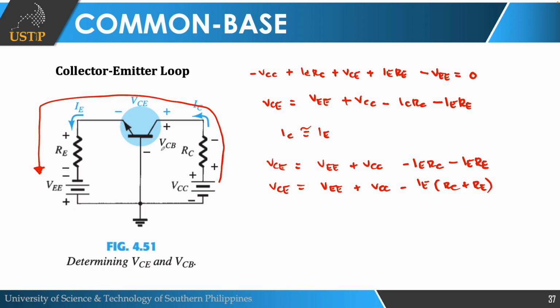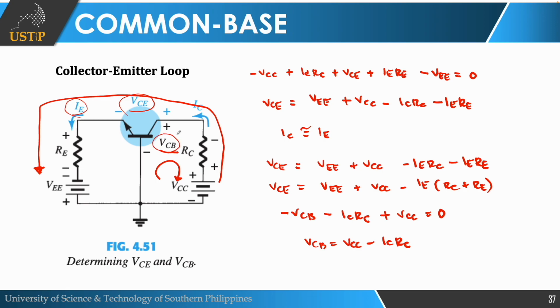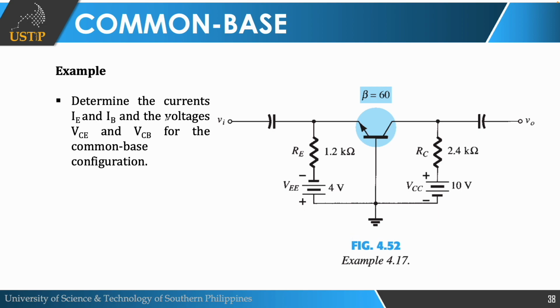Now, to get the value of VCB, we can have a loop inside. So we can have negative VCB minus ICRC plus VCC equal to 0. So we have VCB equal to VCC minus ICRC. So we already have an expression for IE, VCE, and VCB, and we're ready to solve one problem. Here in this configuration, we need to determine the currents IE and IB, and the voltages VCE and VCB for the common base configuration.